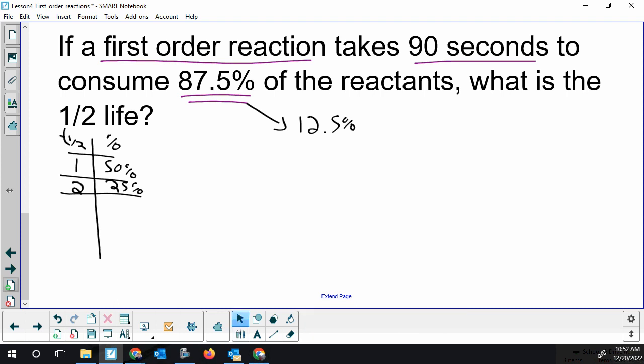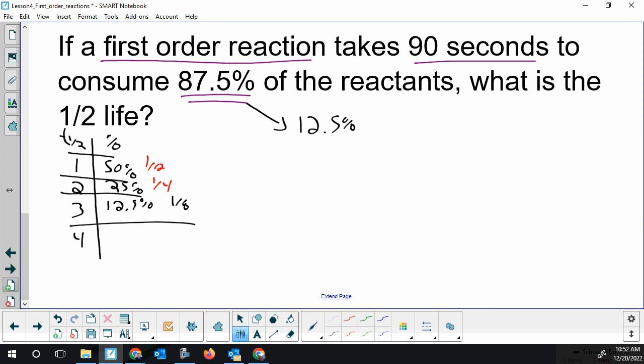Or I talked about fractions before. That'd be a half. That'd be a quarter. Okay. If we go another half-life, we're down to 12.5% left. That's an eighth. If we go another half-life, we're down to 6.25% left. That'd be a 16th. So how many are we?